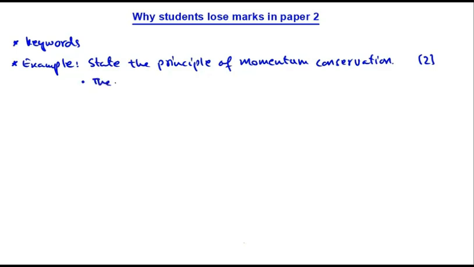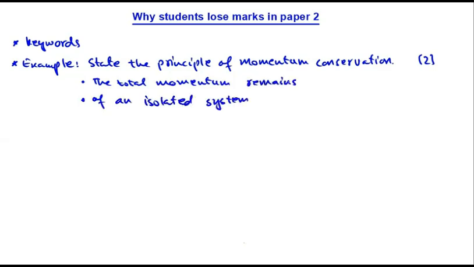The total momentum of an isolated system remains constant. Now see students, this statement has 2 parts. We are awarded an M mark for the first part that says the total momentum remains constant, and an A mark for the second part that says of an isolated system.